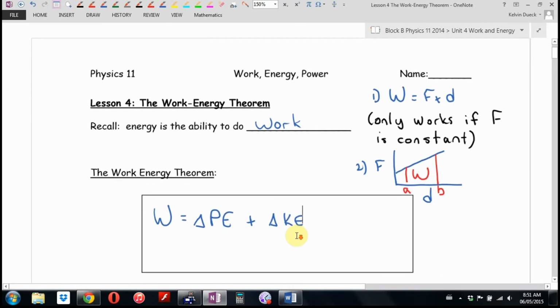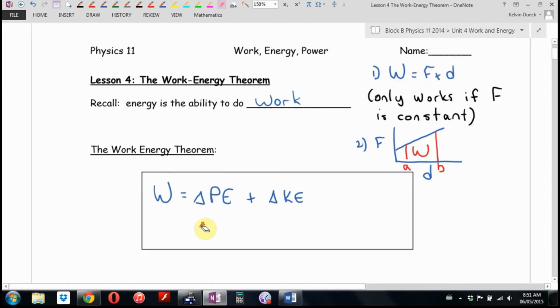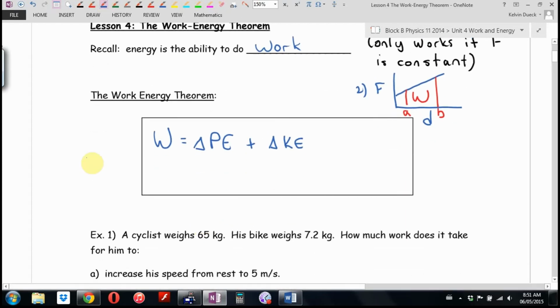Now, what is the little triangle an abbreviation for? Change in. What's change in anything? Now, in Physics 12, all of you will instantly parrot back to me something important, but we're going to write it here. Change in always means final minus initial.